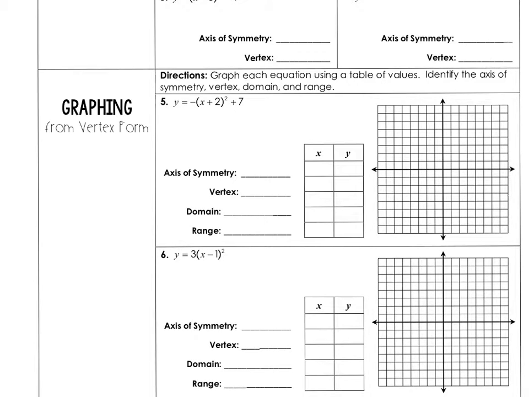So what's our axis of symmetry? We just practiced that. x equals, we're looking for h, which in this case is negative 2. So x equals negative 2.